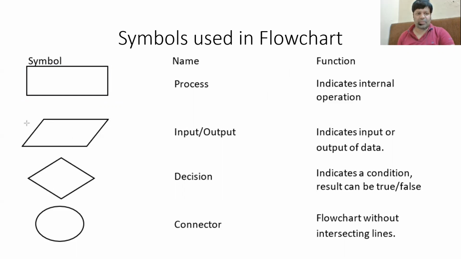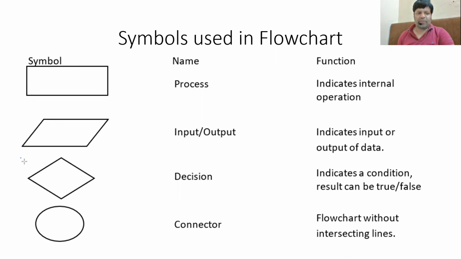Next is this shape. So basically what is this shape? This is used to define input and output. You accept the input from the user, apply some kind of process or operation on it, and then you display the output. So the two components of a program, input and output, are vital. Accepting the input from the user and giving back the answer to the user. So for that you can use this symbol. It indicates the input or output of the data.